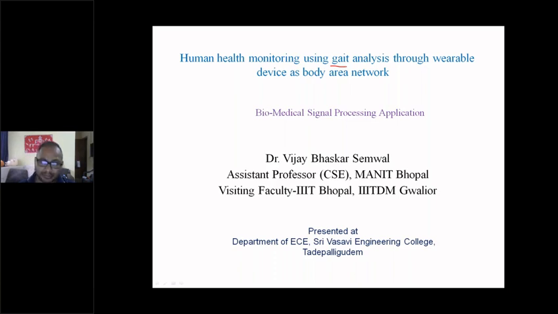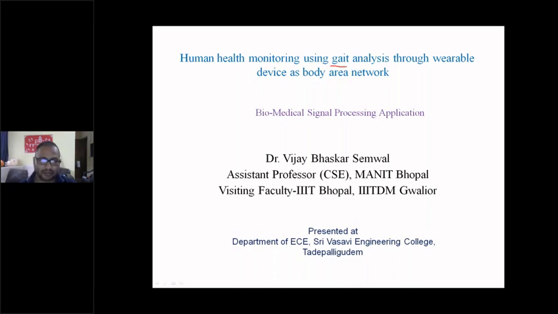Then I will introduce wearable devices as well as some other sensors, by which we can capture the human walking data and apply it using a body area network. And last, I will introduce how this can fit over IoT or a cyber physical system. So this is a biomedical signal processing application also. I already introduced myself, Dr. Vijay Bhaskar, working at the Department of CSE, MANIT, Bhopal, and also as visiting faculty at IIT Bhopal as well as IIT Gwalior.